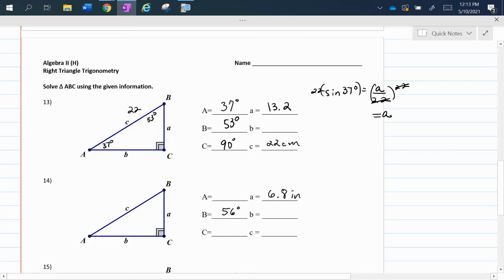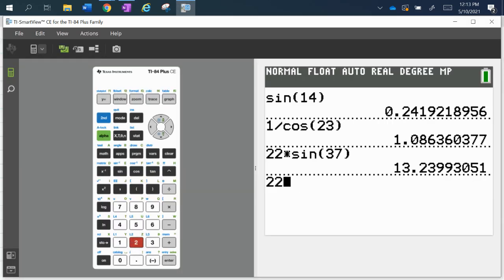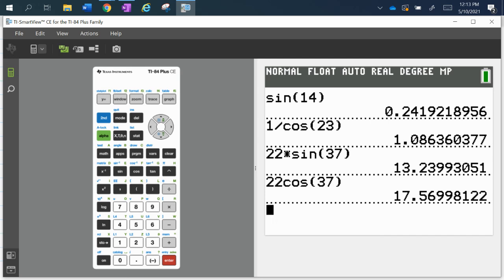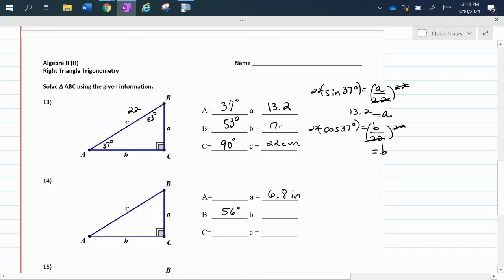And I'm going to use the same method to find side B. Side B is the side that is adjacent to the 37 degree angle. Adjacent over hypotenuse makes me think of cosine. So I'm going to say that the cosine of 37 degrees is equal to side B divided by 22, and I'm going to solve the equation from there. I'm going to multiply both sides by 22. And I get that B is equal to, let's go to our calculator, 22 times the cosine of 37 degrees, and we get 17.6. And that's how we do it.